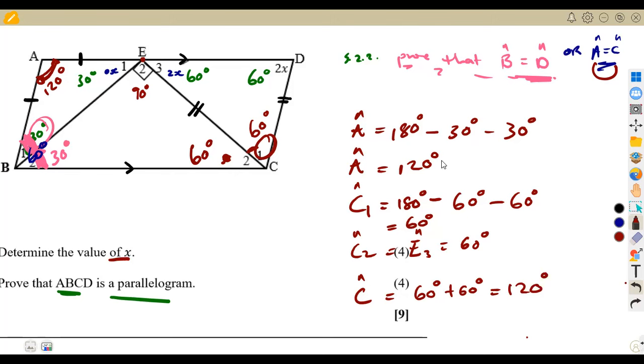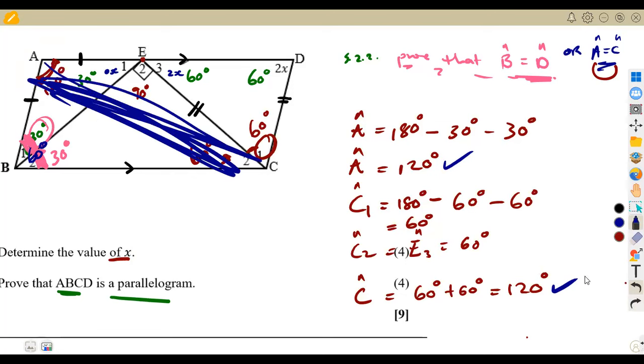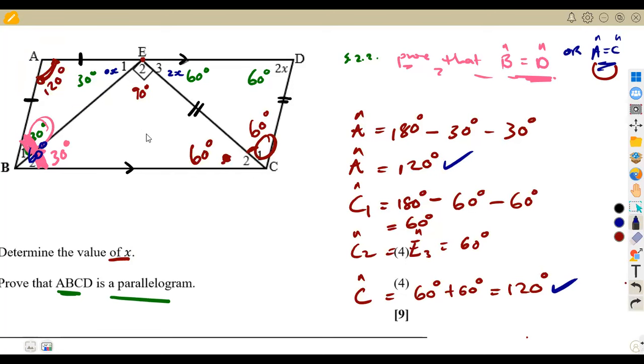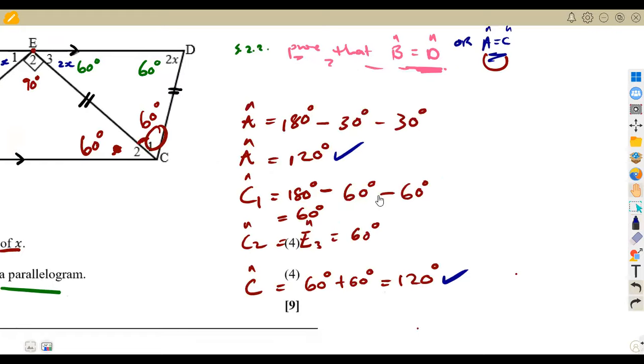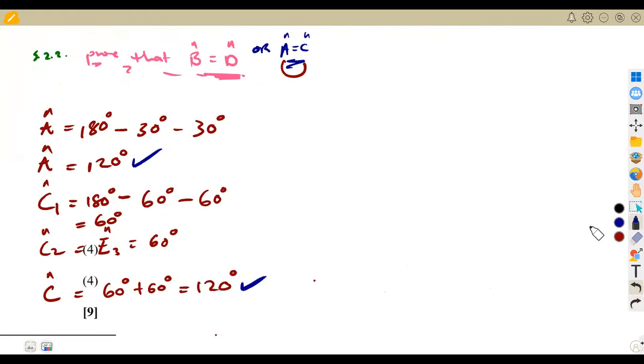As you can see, the angle at A and the angle at C are the same. Angle A, which is opposite to angle C, are equal. And once opposite angles are the same, this is a parallelogram. So from the concept, it therefore follows that ABCD is a parallelogram. All right, so this is how we could have worked from this.